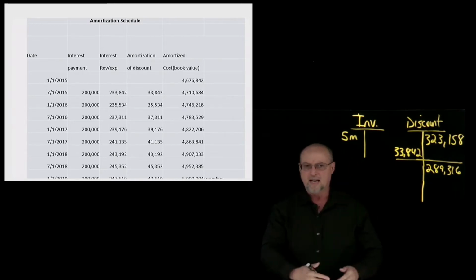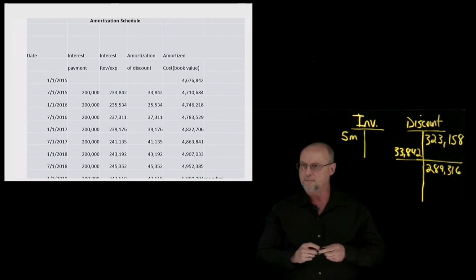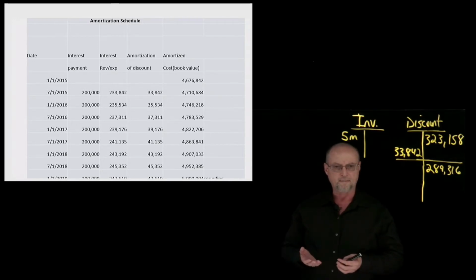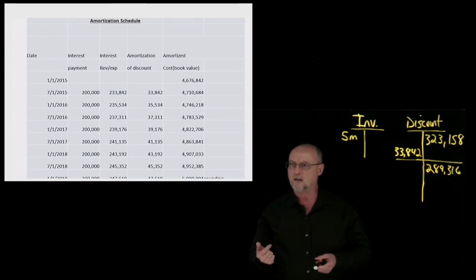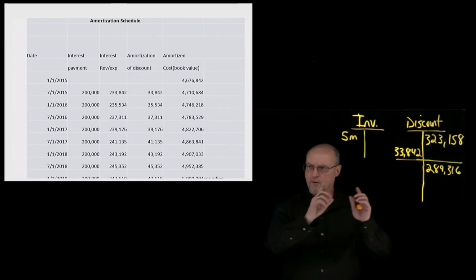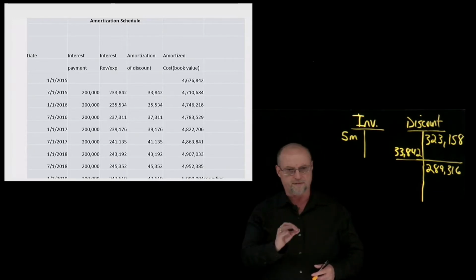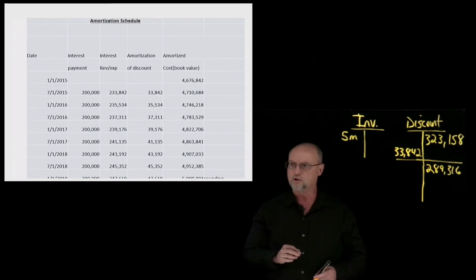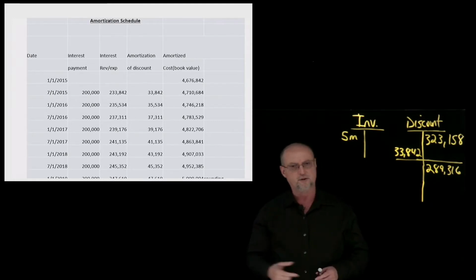Now let's go ahead and take a look at the next 6-month period. On December 30th or 31st, I'm going to receive another check for 200,000. Okay, debit cash for 200,000. I'm going to amortize the discount again. And the way we do it is first we calculate interest revenue. 4,710,000 times half the market rate, that's 5%. 4,710,000 times 5% gives us interest revenue of 235,534. That's going to be a credit to interest revenue.